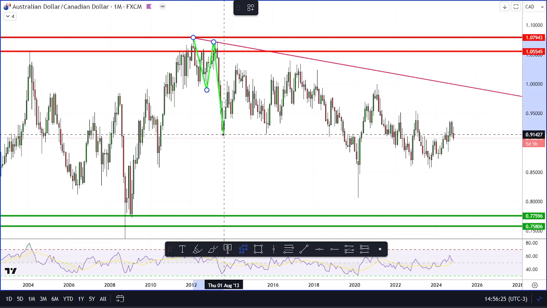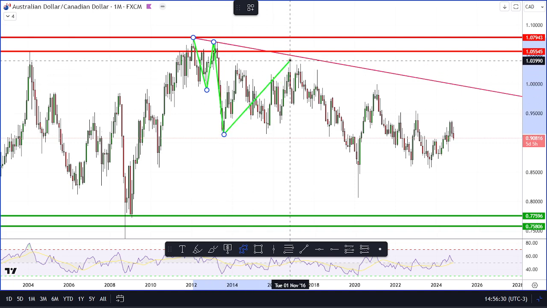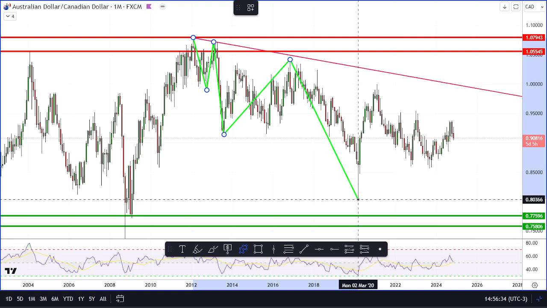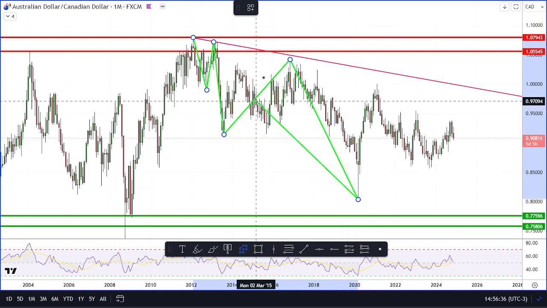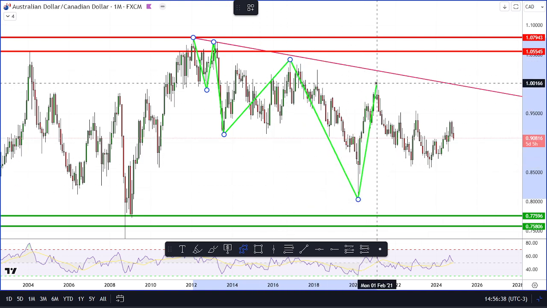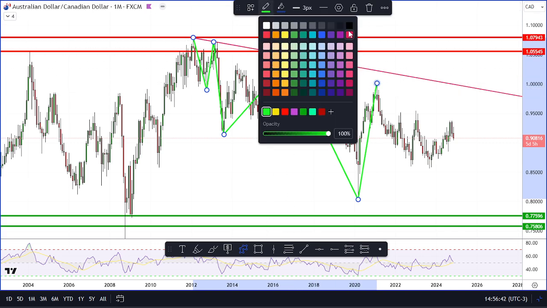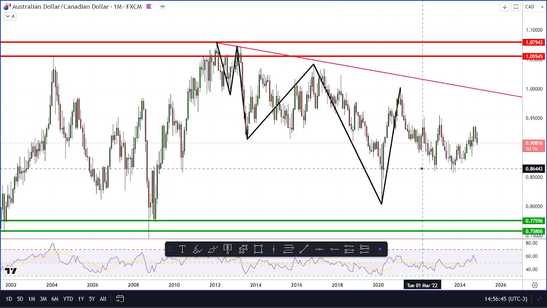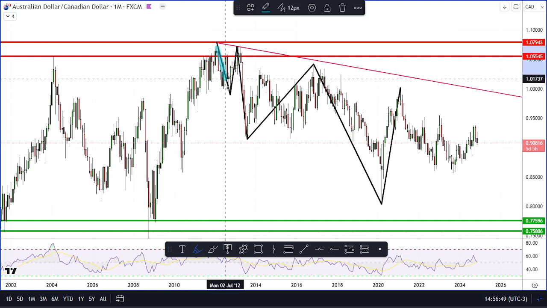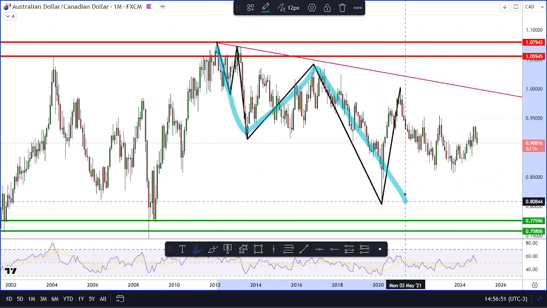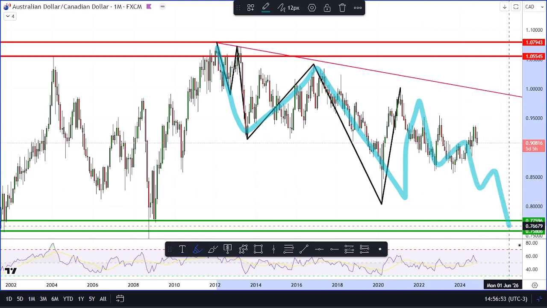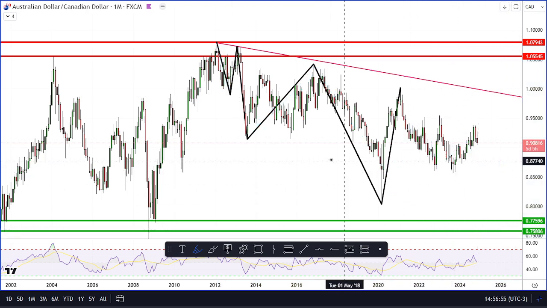We have correction, okay, and then we have extension, which is impulse and correction, and right now we are here. Okay guys, so this is what we have right now. So this movement here is an extension, retracement, extension, retracement. So we are expecting the next extension leg to the downside.